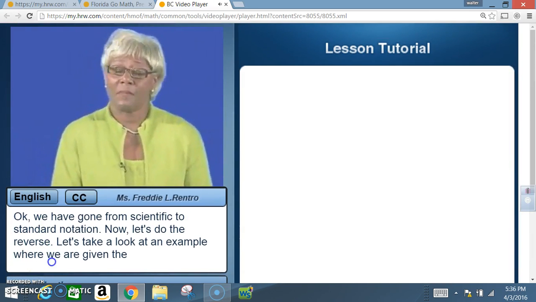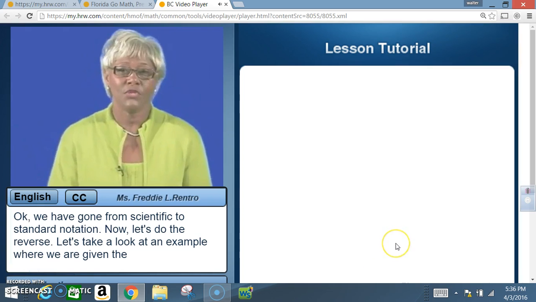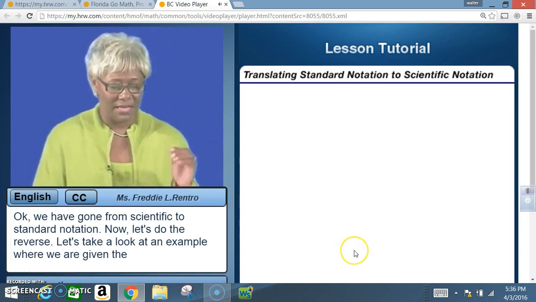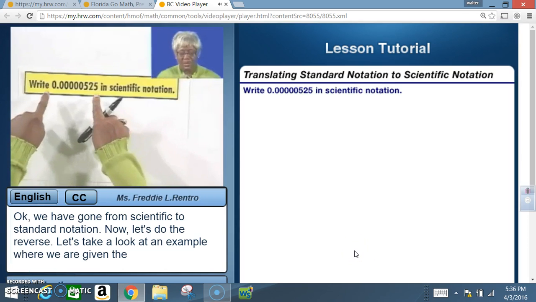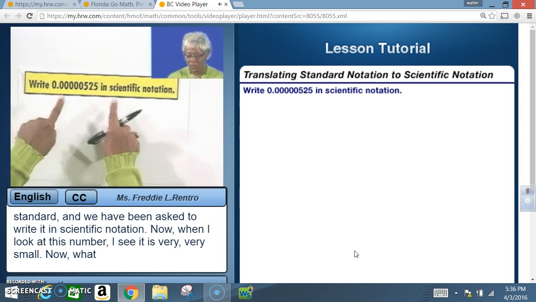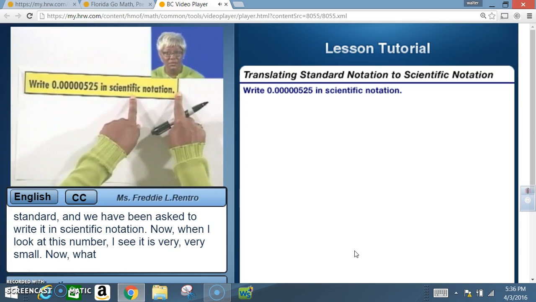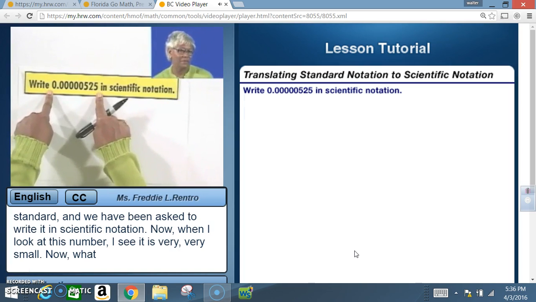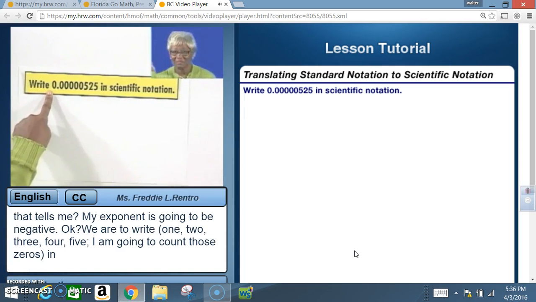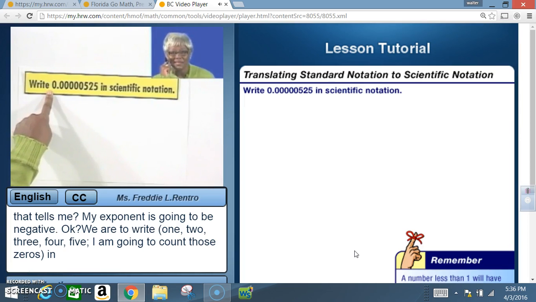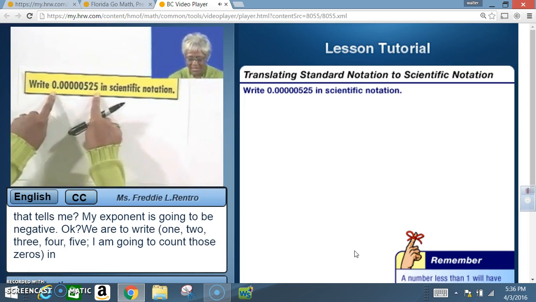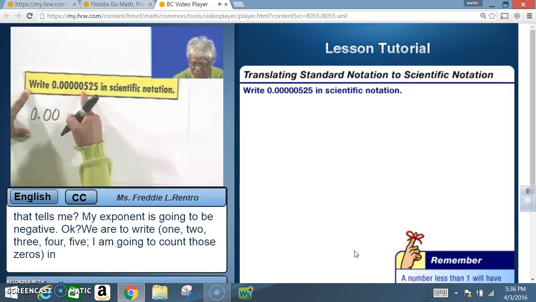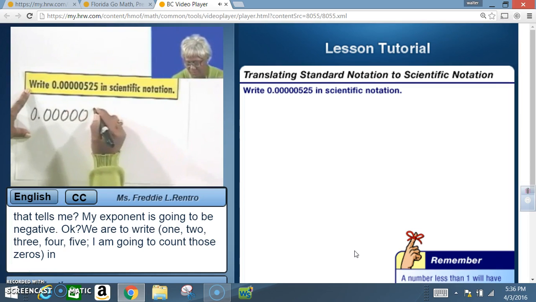Okay, we've gone from scientific to standard notation. Now let's just do the reverse. Let's take a look at an example where we're given the standard and we're being asked to write it in scientific notation. Now, when I look at this number, I see it's very, very, very small. Now, what does that tell me? My exponent is going to be negative. Okay? I'm going to count those zeros: 1, 2, 3, 4, 5.